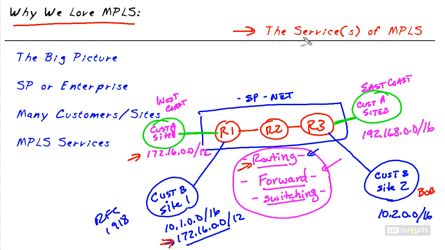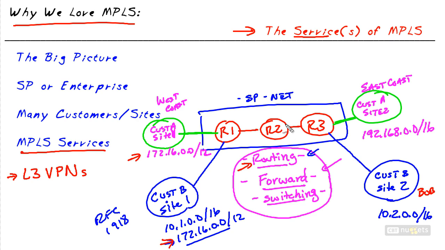Well, it's the service or services that MPLS applications provide for us. That's the reason we use it. And one of those MPLS services that we could use for this scenario right here is called MPLS Layer 3 Virtual Private Networks.